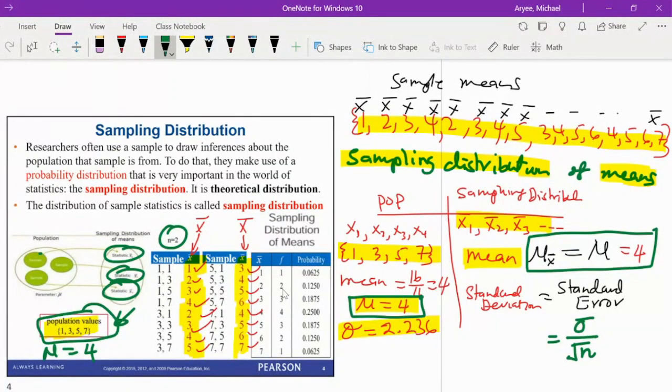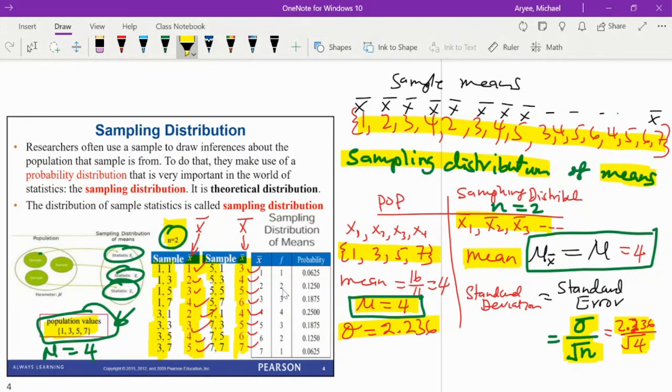Note that over here n is equal to 2 because we selected a sample size of 2. Each sample has 2 members. So the n is 2. So we could write this as 2.236 divided by square root of 2. I don't know what that will give you, but I want you to know that the standard error is sigma over square root of n.